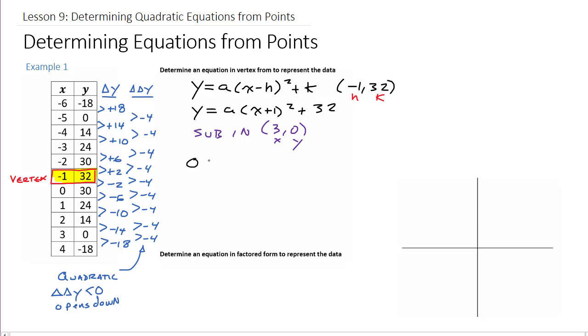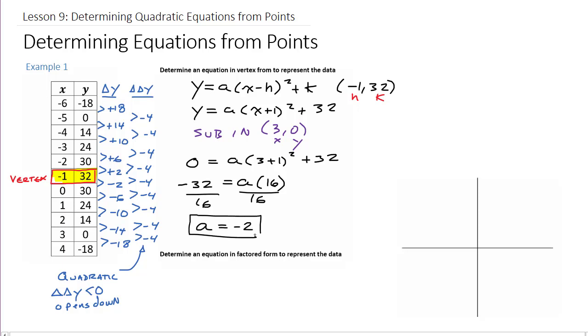All right, so 0 equals a times (3 plus 1) squared plus 32. So we just need to solve for a. I'm going to subtract 32 from both sides to start isolating a. We have 3 plus 1 here, which is 4. 4 squared is 16, so we have a times 16. Let's divide both sides by 16, and there we go. I'm just going to flip it around. a equals negative 2. All right, so we found a. So we can write our equation now. Our equation is going to be y equals negative 2 (x plus 1) squared plus 32.